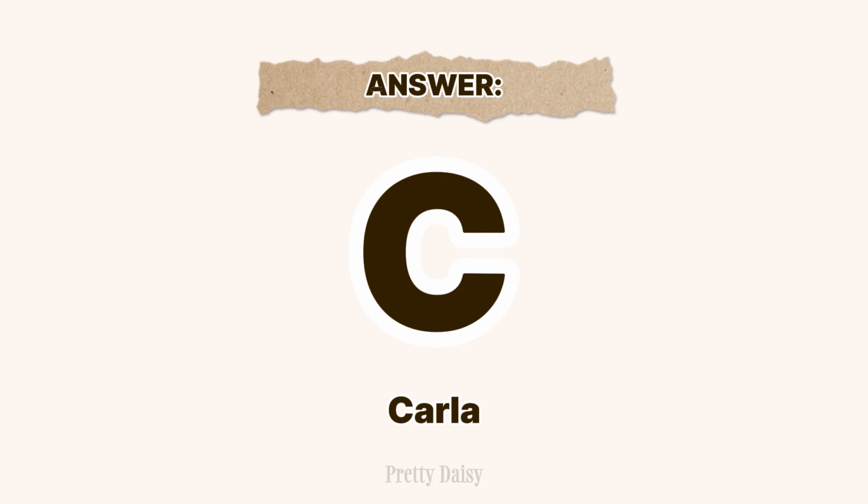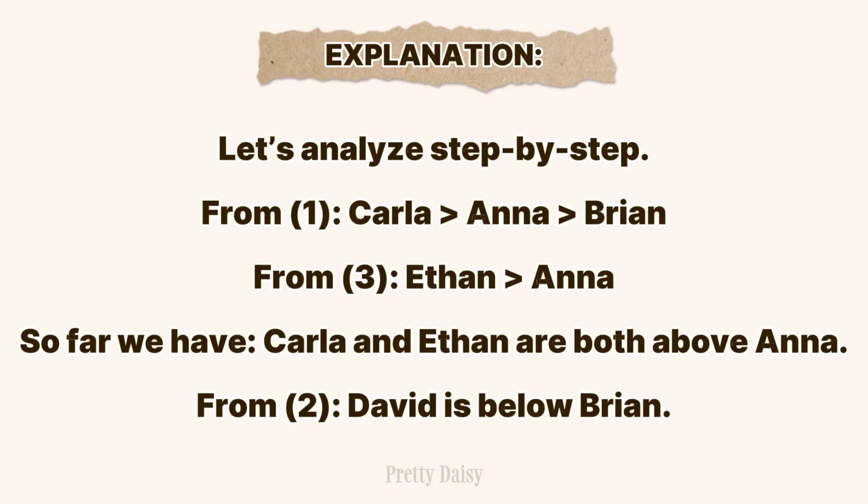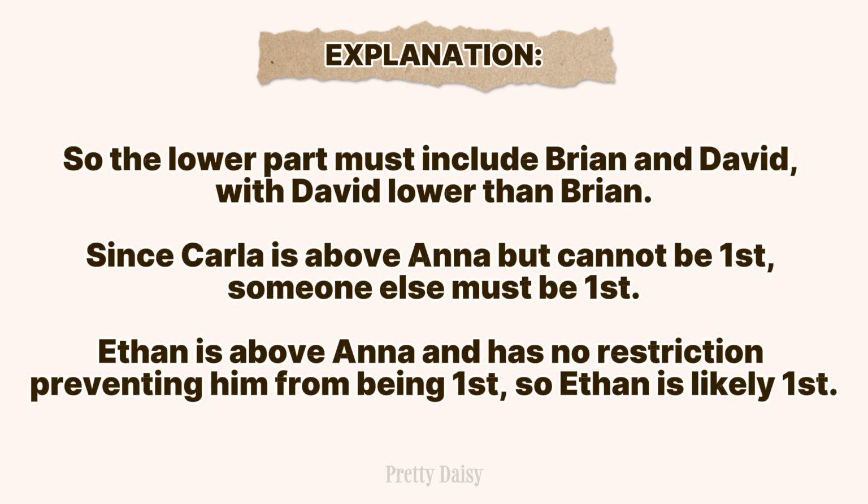Answer: C. Carla. Let's analyze step by step. From 1, Carla greater than Anna greater than Brian. From 3, Ethan greater than Anna. So far we have Carla and Ethan are both above Anna. From 2, David is below Brian. So the lower part must include Brian and David, with David lower than Brian.